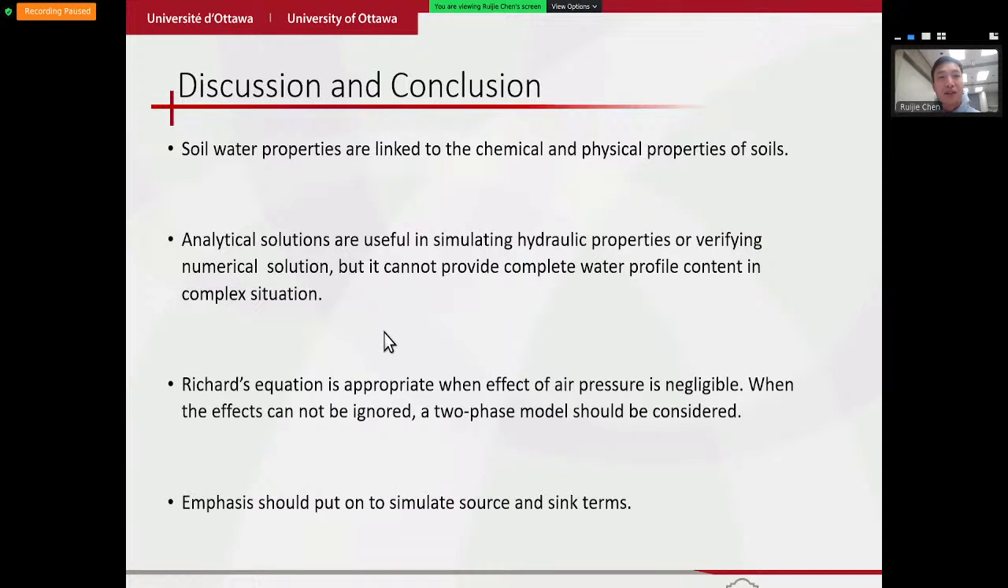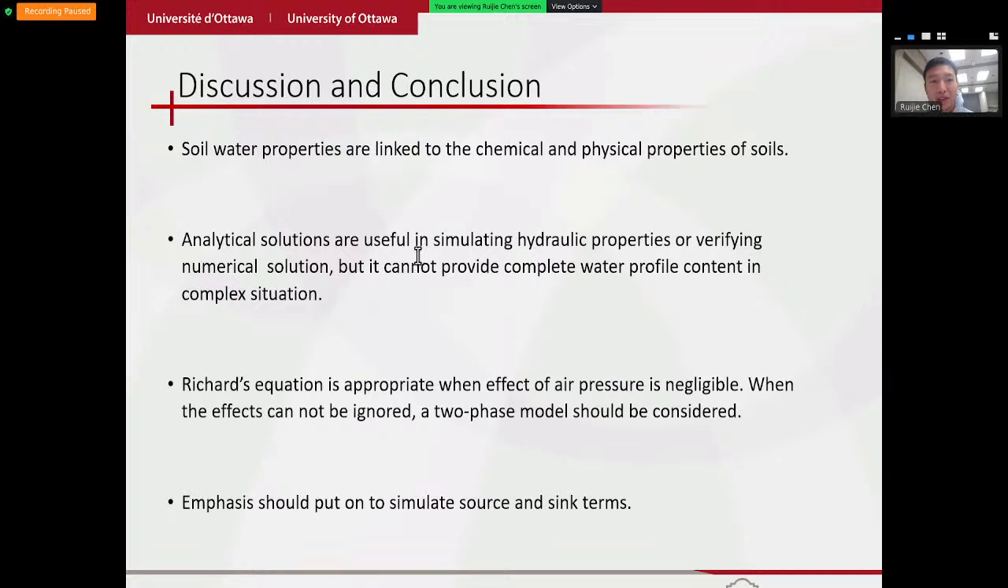During the study, here are the four conclusions I reached. First, soil water is not simple water with several solutes. I think soil water properties are linked to the chemical and physical properties of the soils. Second, analytical solutions are useful in simulating hydraulic properties or verifying numeric solutions, but they cannot provide the complete water profile and content in complex situations.